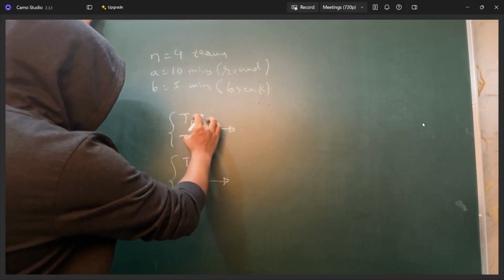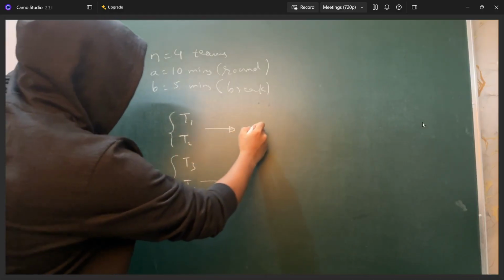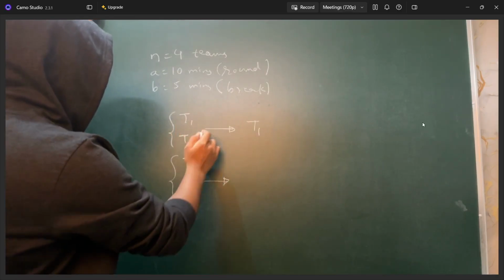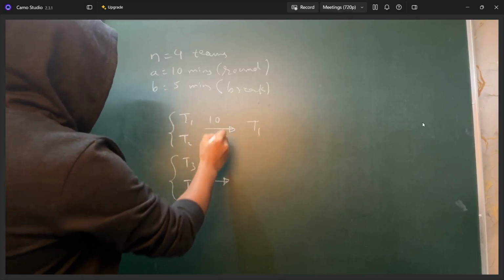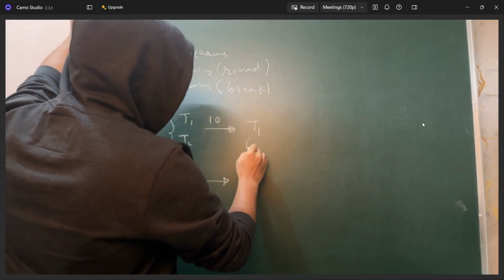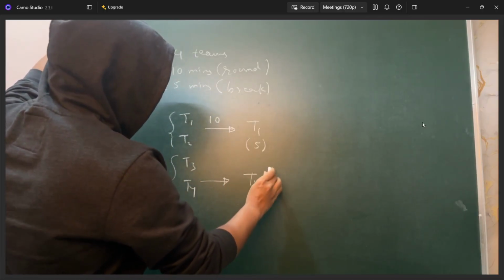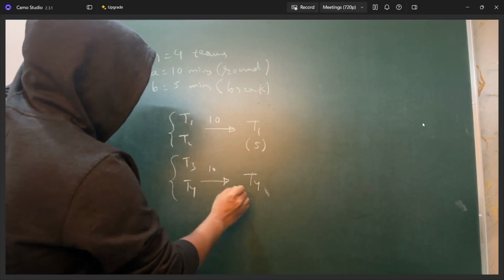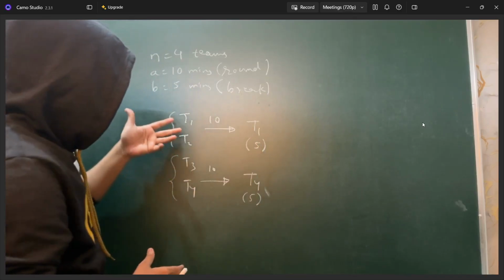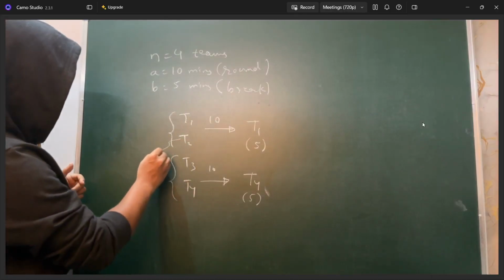Let's say in this round, between T1 and T2, T1 has won the match, and in order to compete, they'll be taking 10 minutes of time, right? Once T1 has won, that is fine, and now he'll be taking 5 minutes of break. In this case, let's say T4 has won the match, and again this will take 10 minutes and 5 minutes of break he is going to take. Now after these 4 teams, since T1 has won, T2 is lost, so he'll be eliminated.